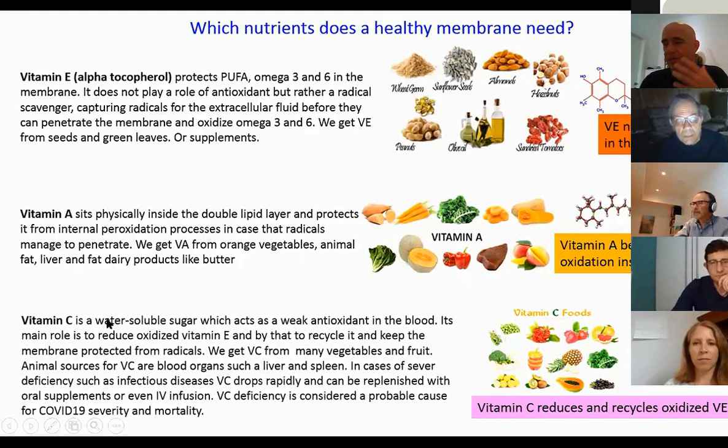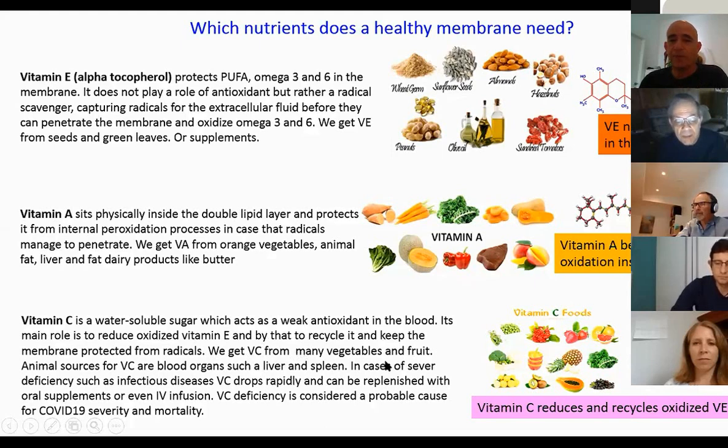And the next player is vitamin C. Vitamin C is a water-soluble sugar, and it acts as a weak antioxidant. It's not a powerful antioxidant in the blood. Its main role is to reduce oxidized vitamin E. I don't know if everybody knows it here, but it's a more important role even than being an antioxidant. And it recycles vitamin E to be viable and ready to work again.